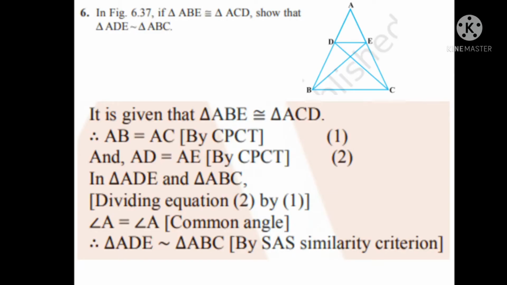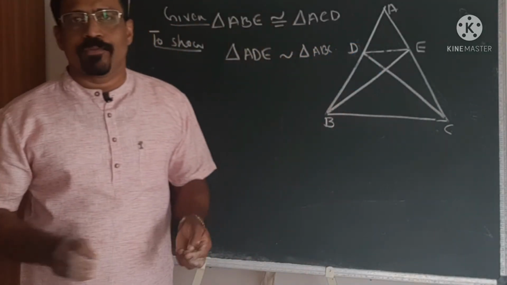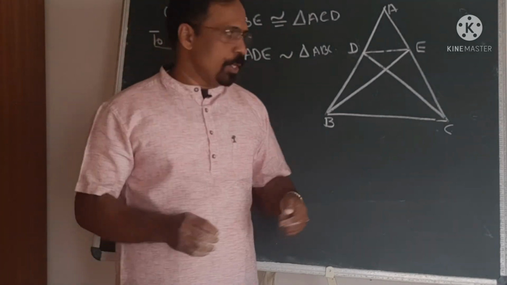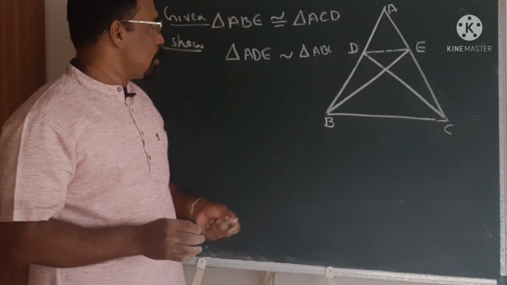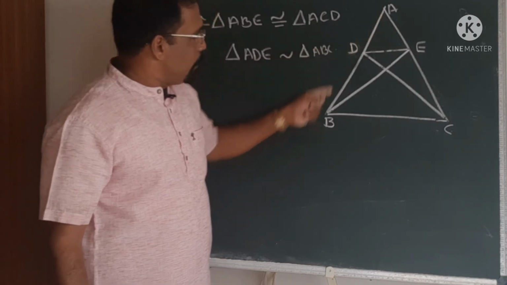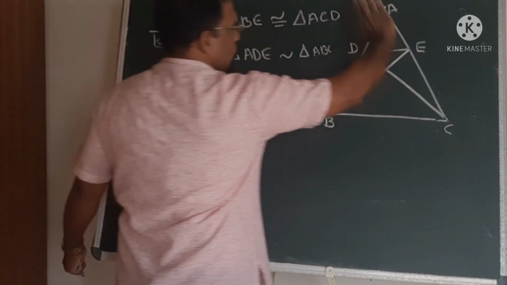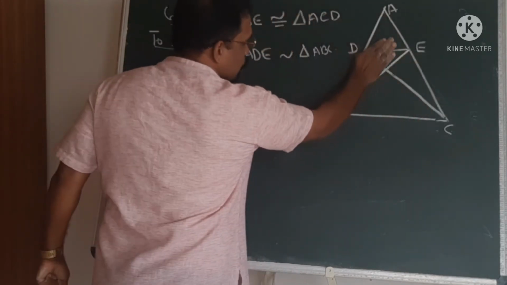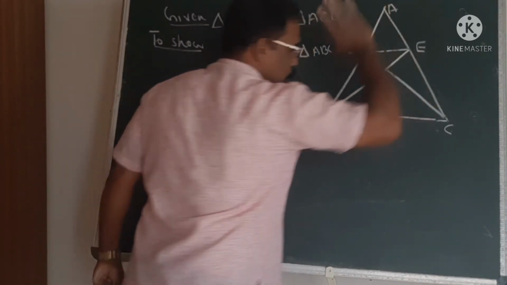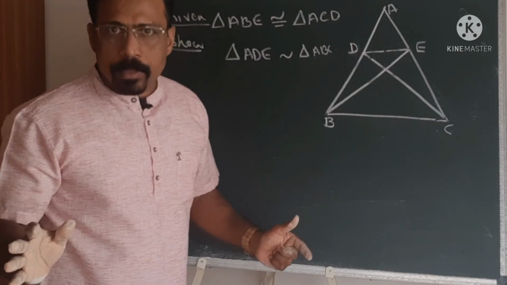Let us do question number 6. In figure 6.37, if triangle ABE is congruent to triangle ACD, show that triangle ADE is similar to triangle ABC. Now, first of all, let us understand the meaning of this question. What is given to us? Triangle ABE, this triangle, is congruent to this triangle. That means they are equal.